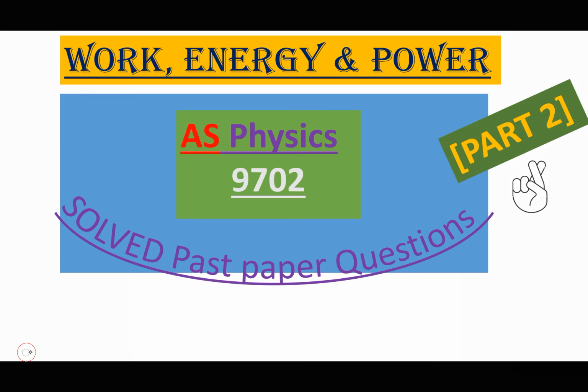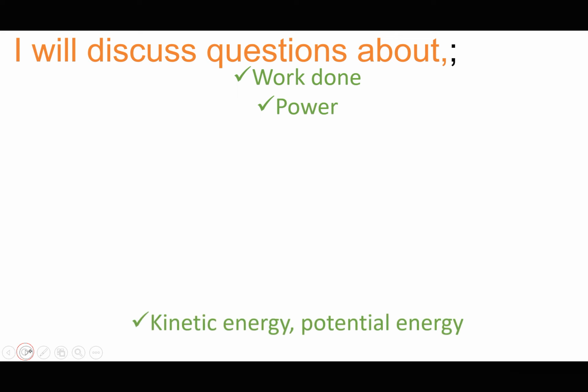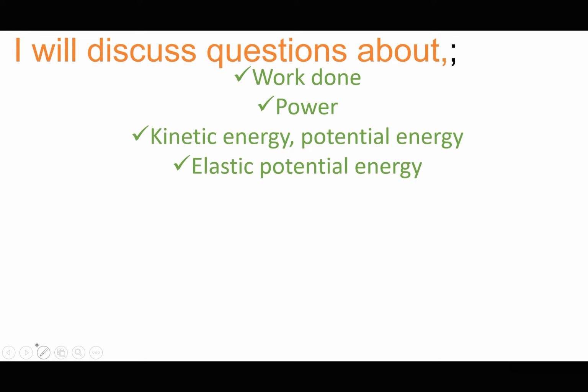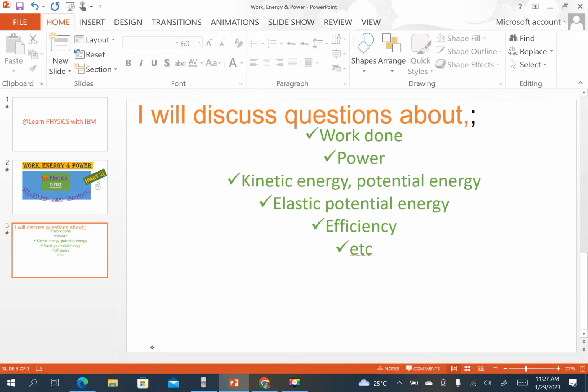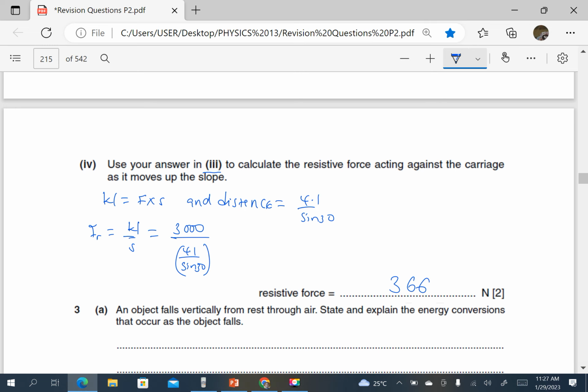Don't forget, you will find questions involving work done, power, kinetic energy, potential energy, elastic potential energy, gravitational potential energy, and a lot more, including efficiency. So without wasting any time, let's go to part 2 of these solved past paper questions. I think in part 1 we stopped at this point here, and straight away I want us to continue to part 2.